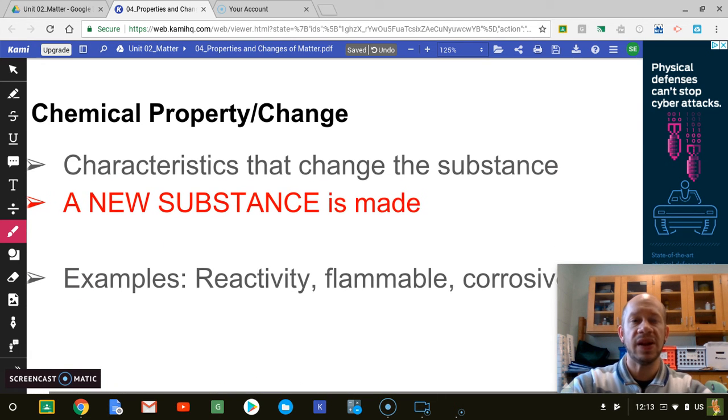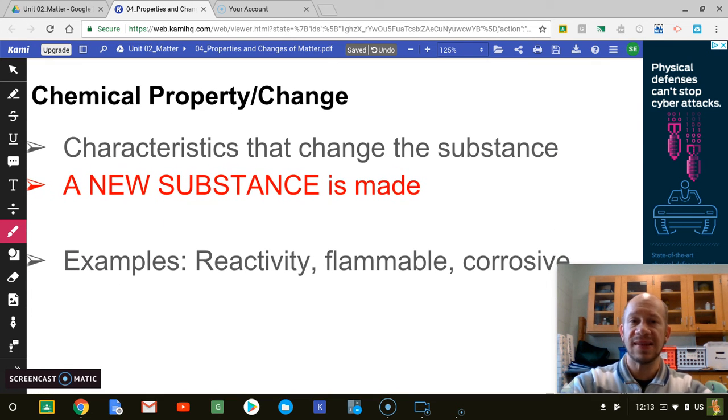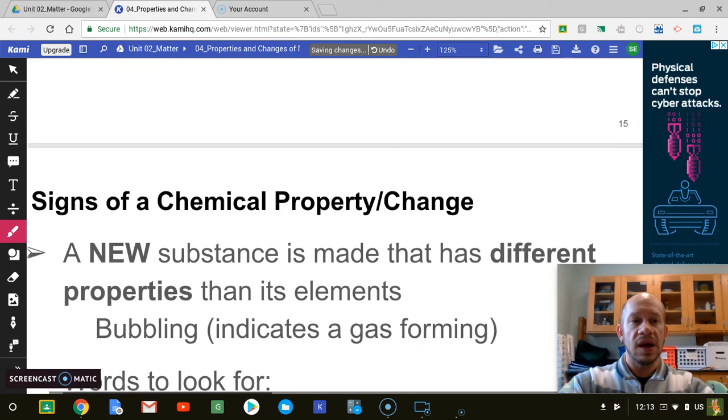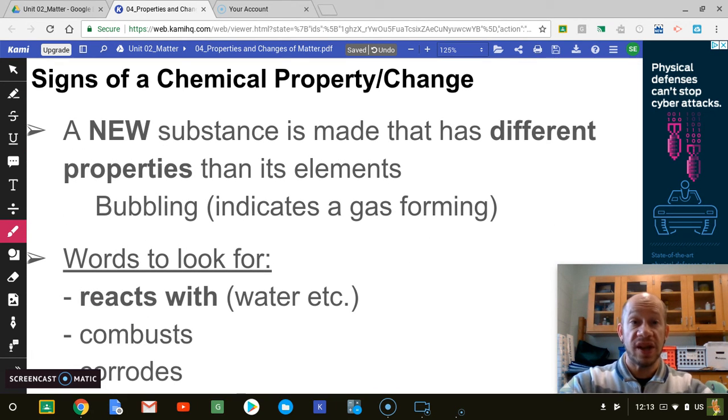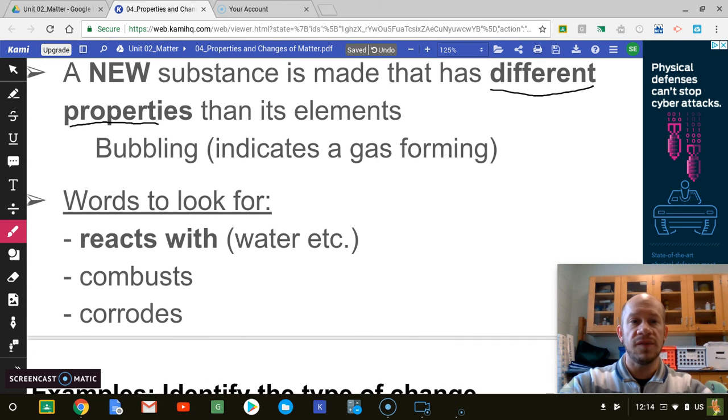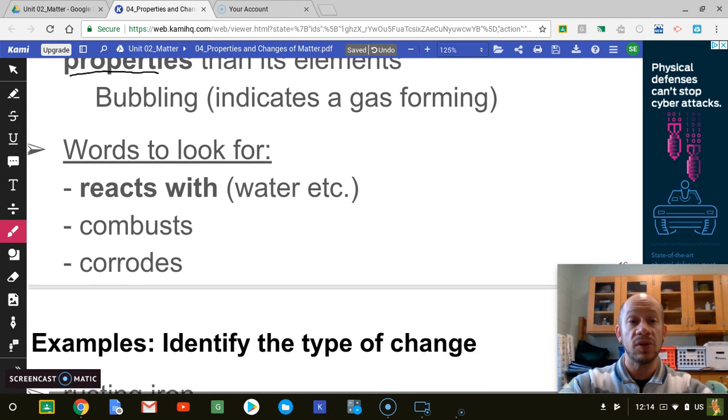A chemical property or change is a characteristic that changes the substance, so a new substance is made. For example: reactivity, flammability, corrosive, decomposition. Some signs of a chemical property or change: a new substance is made that has different properties than its elements. For example, bubbling indicates a gas is forming. Words to look for: it reacts with water, it combusts, it corrodes. These are all words that indicate a chemical property or a chemical change.